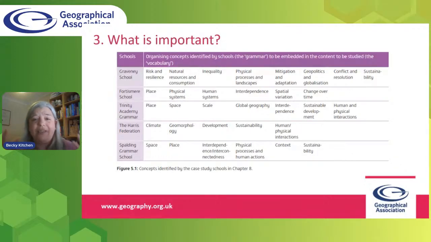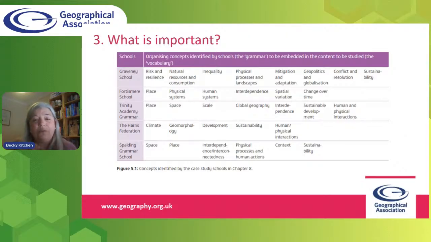Now, obviously, there are some similarities. Place appears in most, but not all, of these case studies. We've also got things like physical processes, inequality, scale, change over time. You can see that Gravely School is the one with the most. They've got 8 concepts that they sort of weave through, 8 characters that they develop over their curriculum. And you compare that with Harris, who've got sort of 5.